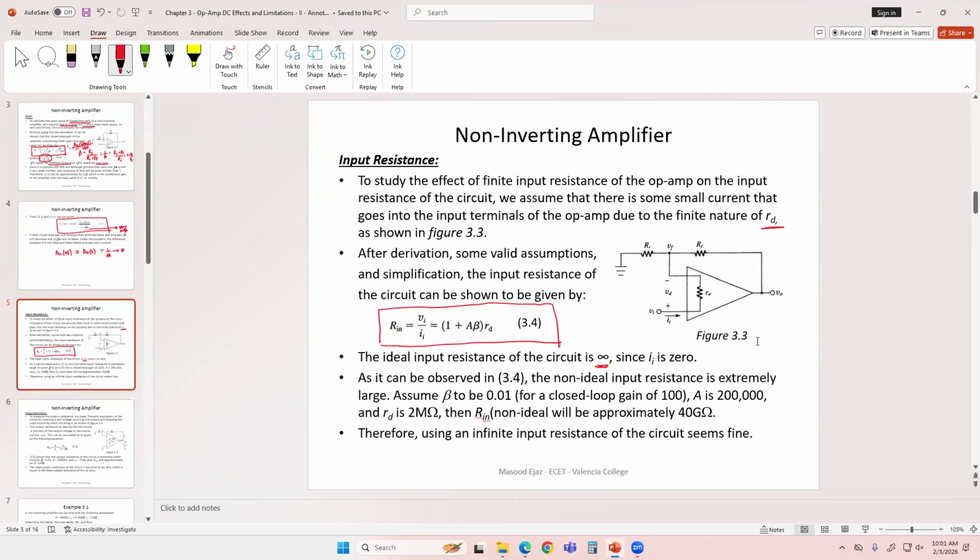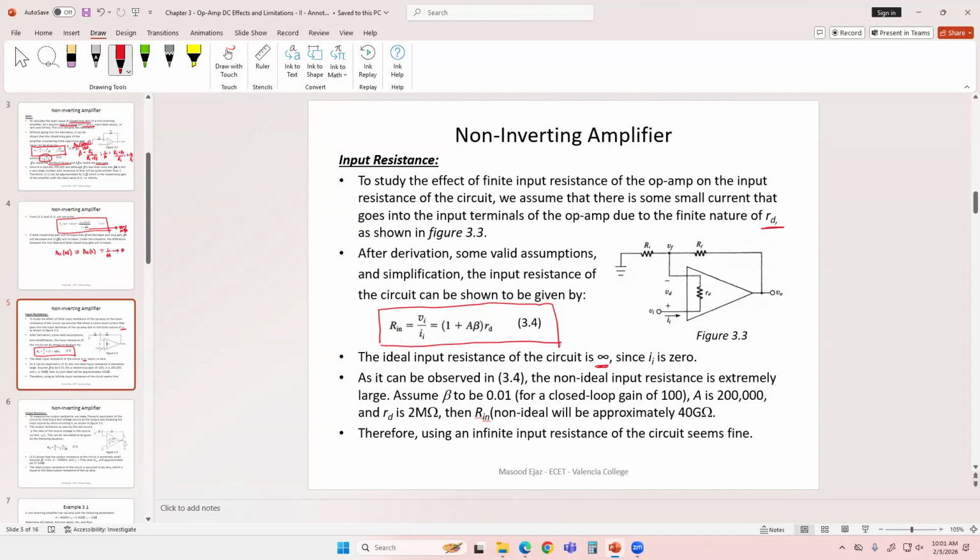Now the input resistance of the circuit is calculated as the ratio of input voltage to input current, wherever that is. If it is for the non-inverting, it's here. For the inverting, it's going to be on the inverting side. We calculated that, and the derivation is not shown, but under non-ideal condition the input resistance is 1 plus A times beta times RD. Under ideal condition it is going to be infinity, because I input is 0.